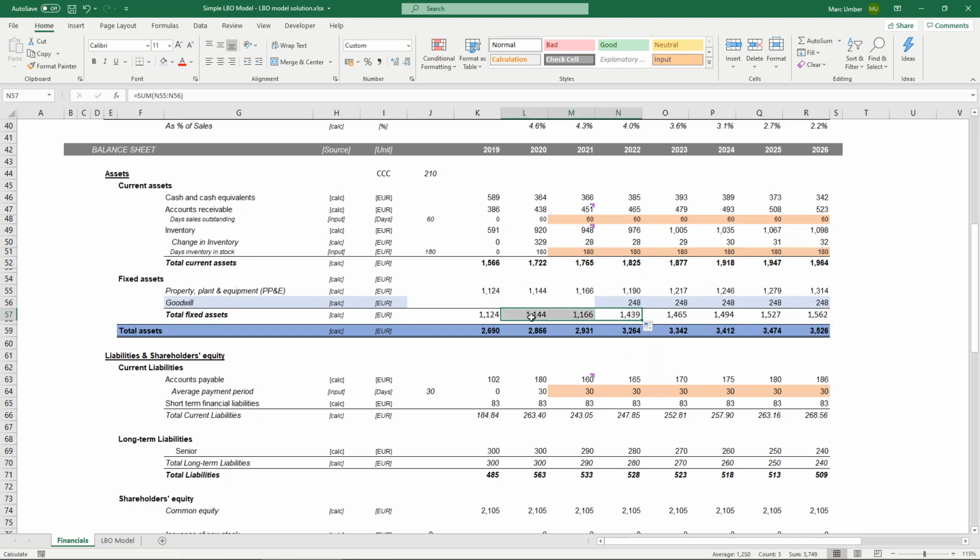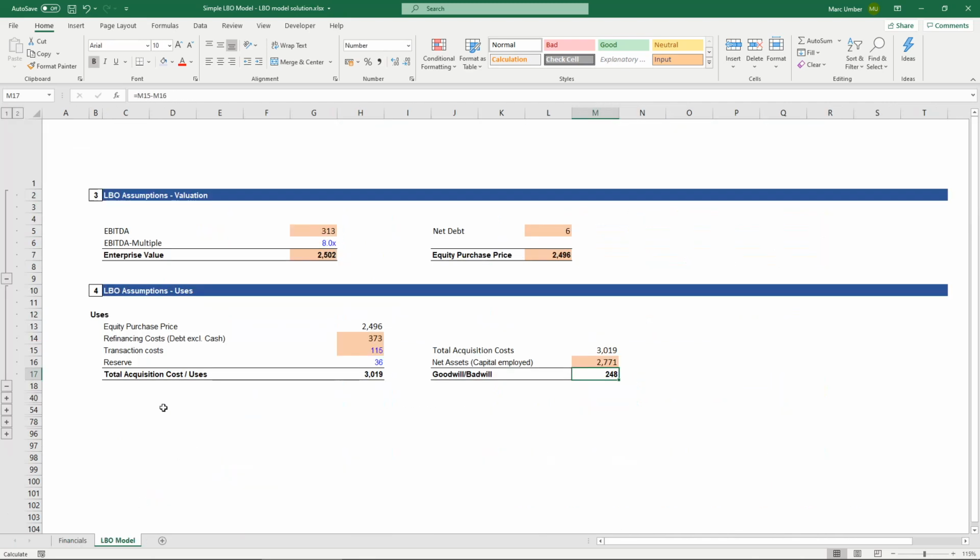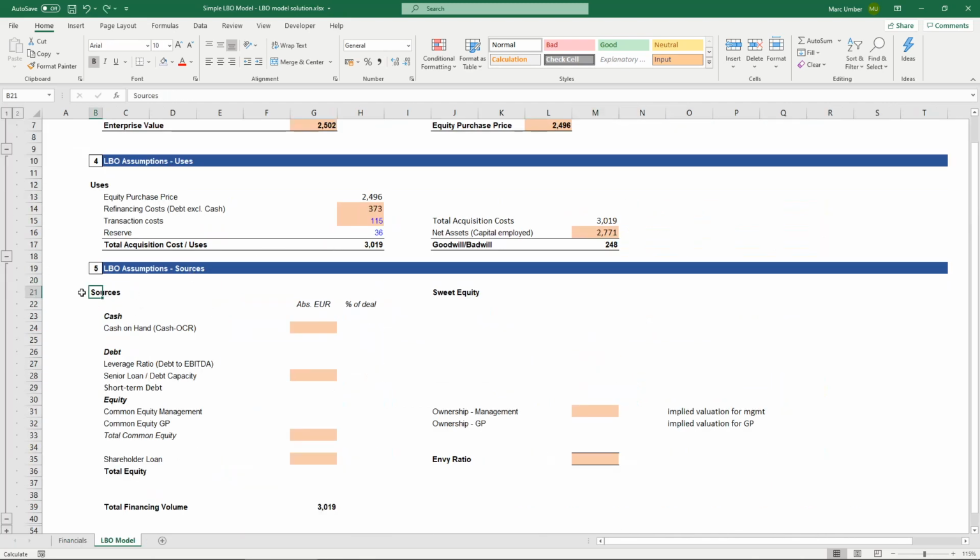Make sure that we use the formulas and always autofill towards the right. Let's go back.